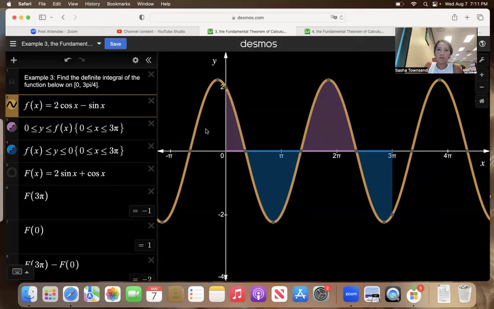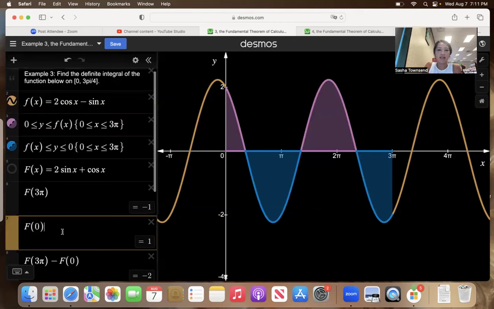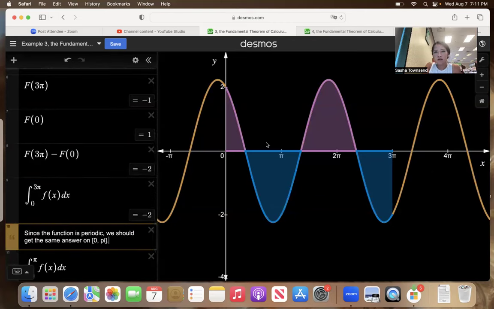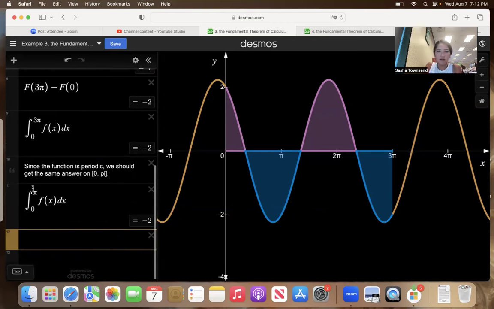Now, we don't actually need to see that to find the value of the integral. All we do is take the antiderivative as we did on paper, evaluate it at 3 pi, evaluate it at 0, and subtract. We get negative 2. But because the function is periodic, and I see that it's repeating, I wanted to confirm that I get the same answer if I integrate from 0 to pi as we do when we integrate from 0 to 3 pi. So I evaluated the integral from 0 to pi instead, and I got negative 2 as well.